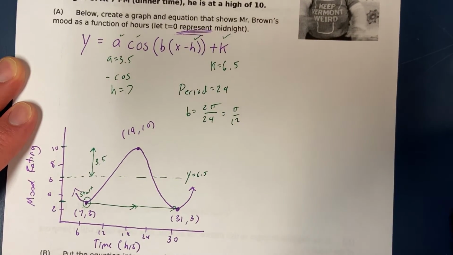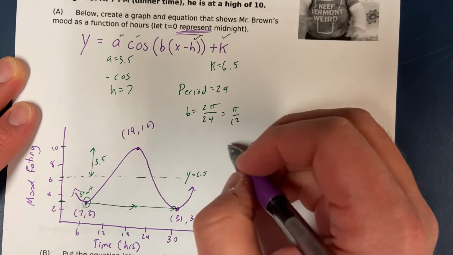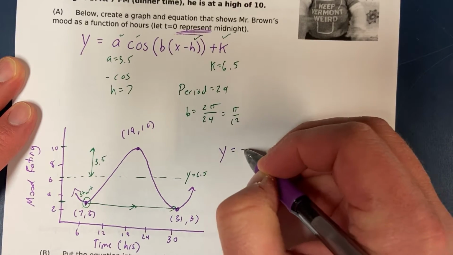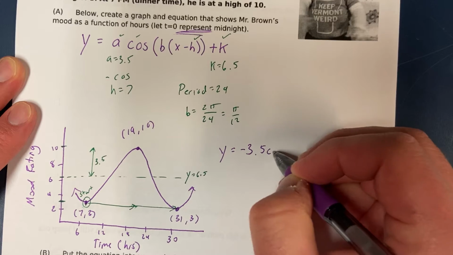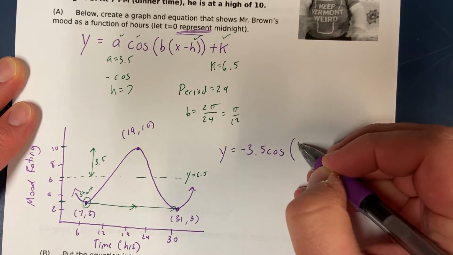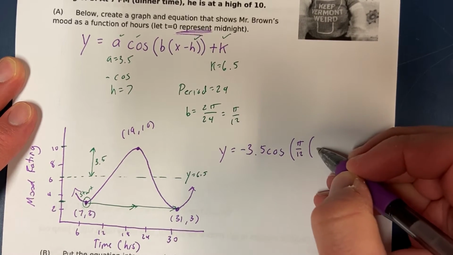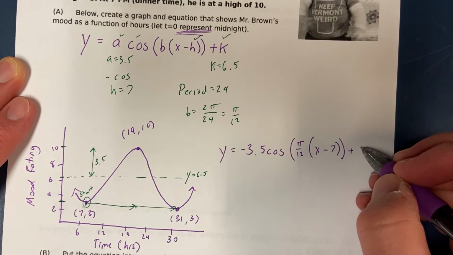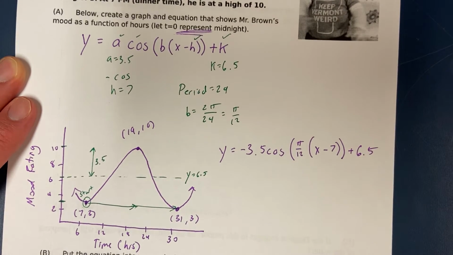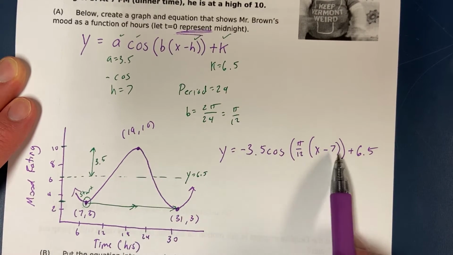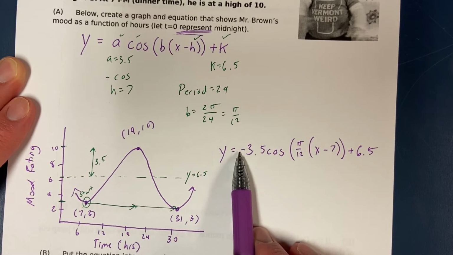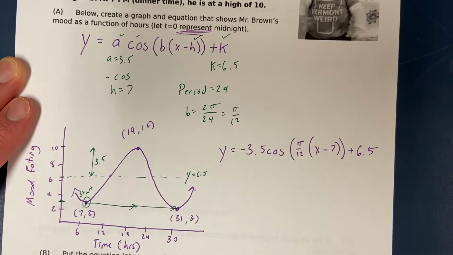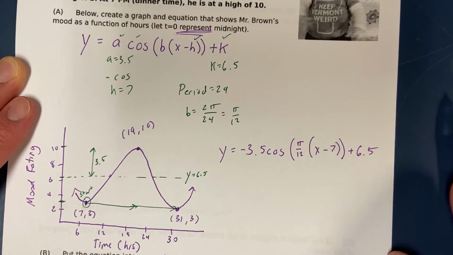Putting this all together, we have y equals negative 3.5 cosine pi over 12, just leave it in that form, x minus 7, plus 6.5. If you had done this as your start point, this would have been 19, and this would have been positive cosine. You could try to figure out what this point is and use positive sine, this point is and do negative sine. I always think it's just easier to use the first point that's a min or max on the graph. All right, now for the graphing part.